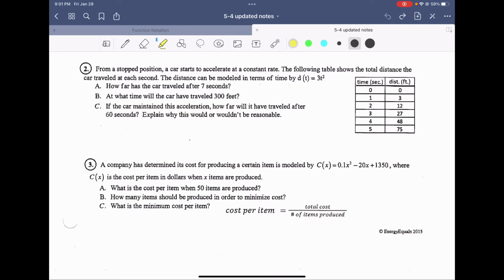All right, example number 2. From a stop position, a car starts to accelerate at a constant rate. It has a table showing us the info, and then the distance can be modeled in terms of time by this equation. So the independent variable is time, and then the distance is dependent on how long the car has been traveling. They're asking us how far the car has traveled after 7 seconds. At what time will the car have traveled 30 feet? And if the car maintains this acceleration, how far will it have traveled after 60 seconds? And then explain why this would or wouldn't be reasonable.